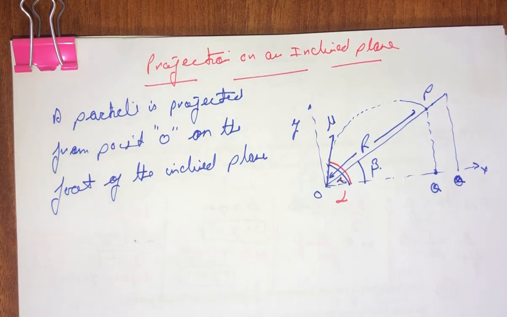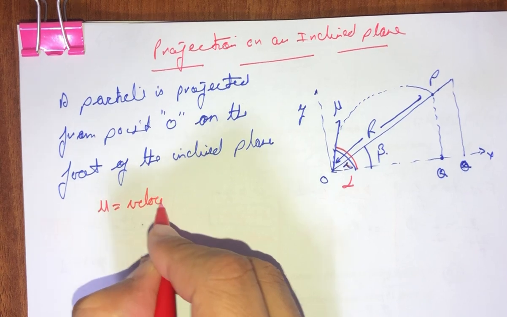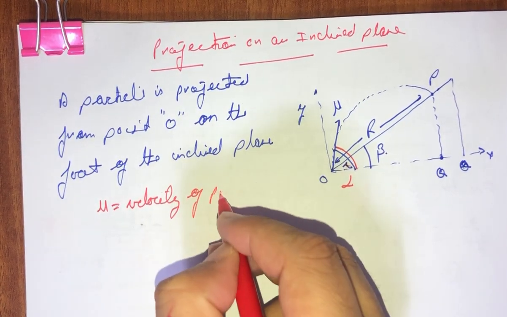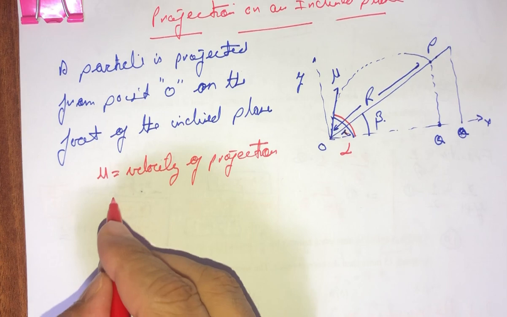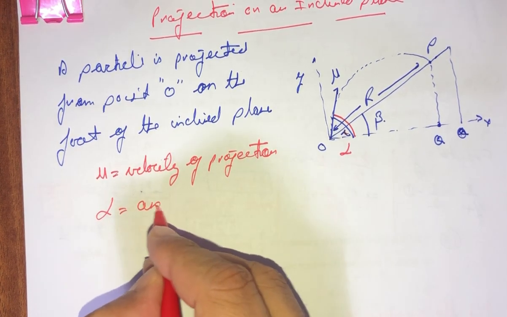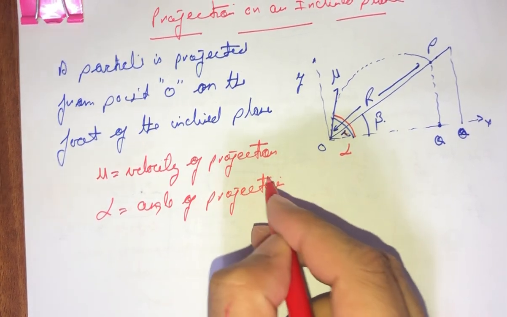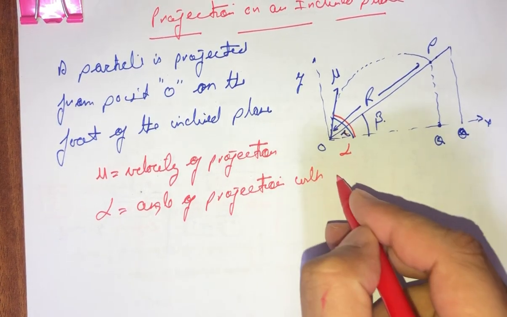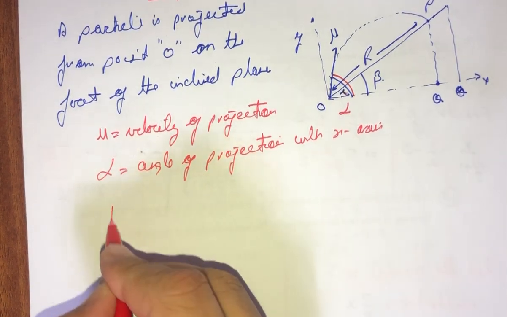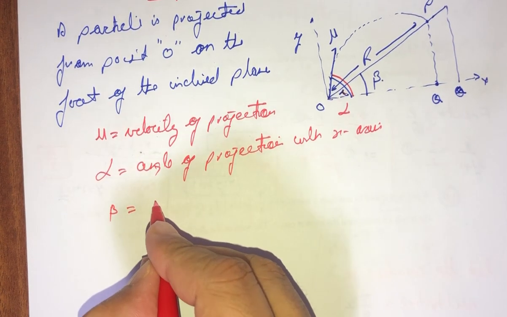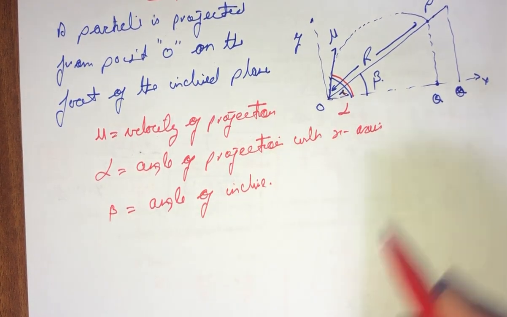So in this case we can say that u is the velocity of projection, alpha is the angle of projection with the x-axis, and beta is the angle of incline. This is the angle of incline beta.